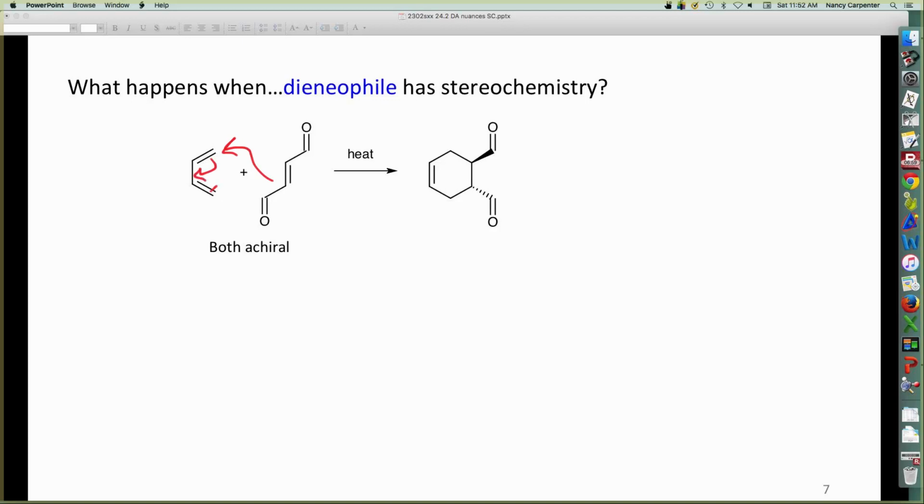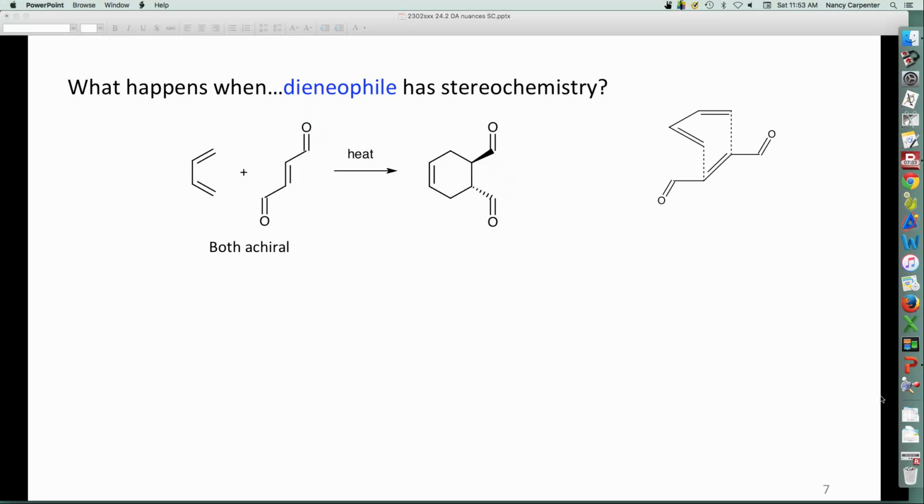Just draw your electron movement arrows and you get your cyclohexene. Now note, the carbonyls, the dialdehyde here, the carbonyls are on opposite sides of the double bond, and so they must end up on opposite sides of the cyclohexene ring. In other words, the stereochemistry is retained. You can see that a lot more clearly if you look at the transition state through which the reaction takes place. So it is invariably a boat transition state when the Diels-Alder takes place.